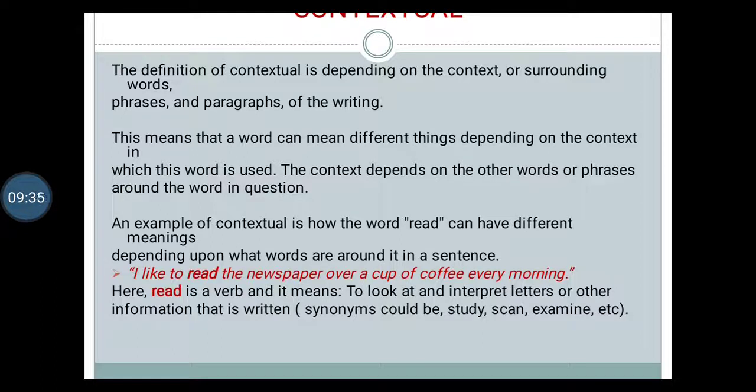So look at the context. The context is, I like to read the newspaper over a cup of coffee every morning. Now, this context helps you to understand what role read is playing in this particular sentence, or the meaning of read in this sentence. And read here could mean to study, to scan, to examine. Okay, moving on.